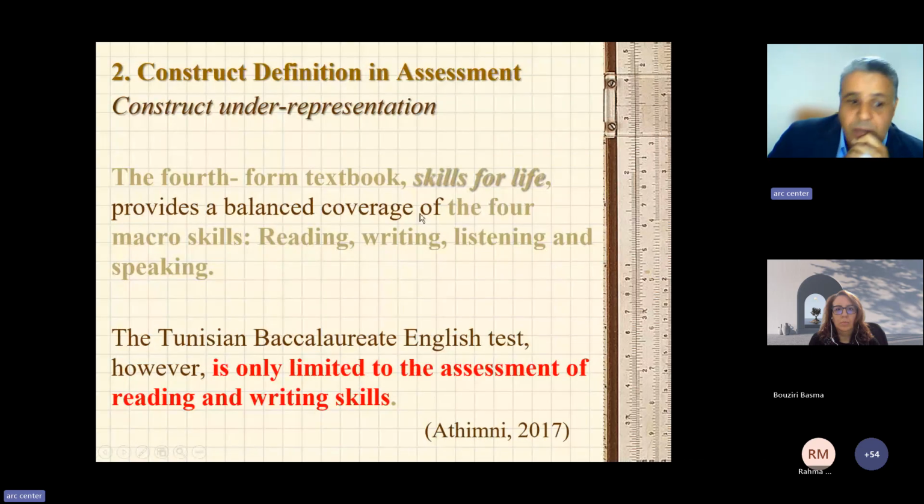However, the Tunisian Baccalaureate English test is only limited to the assessment of reading and writing skills. This is underrepresentation of the construct. English language ability, by definition, includes the four skills. If you want to measure that, you should measure the four skills. And this is an example of what we call construct underrepresentation. So in terms of process, there are many approaches to construct definition.